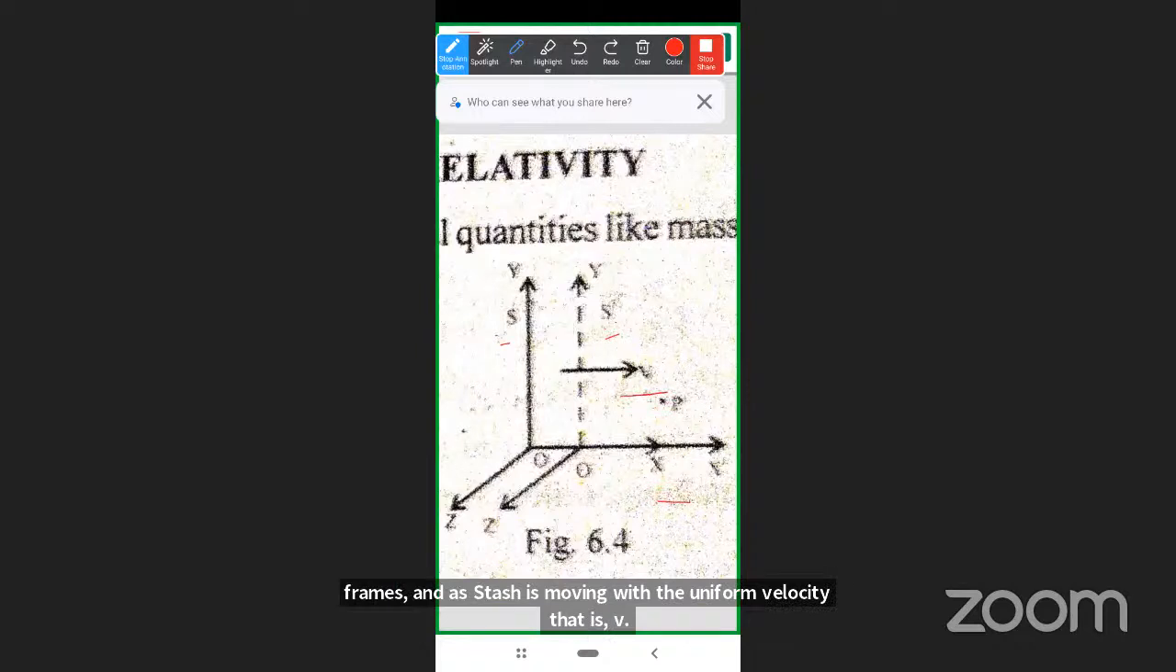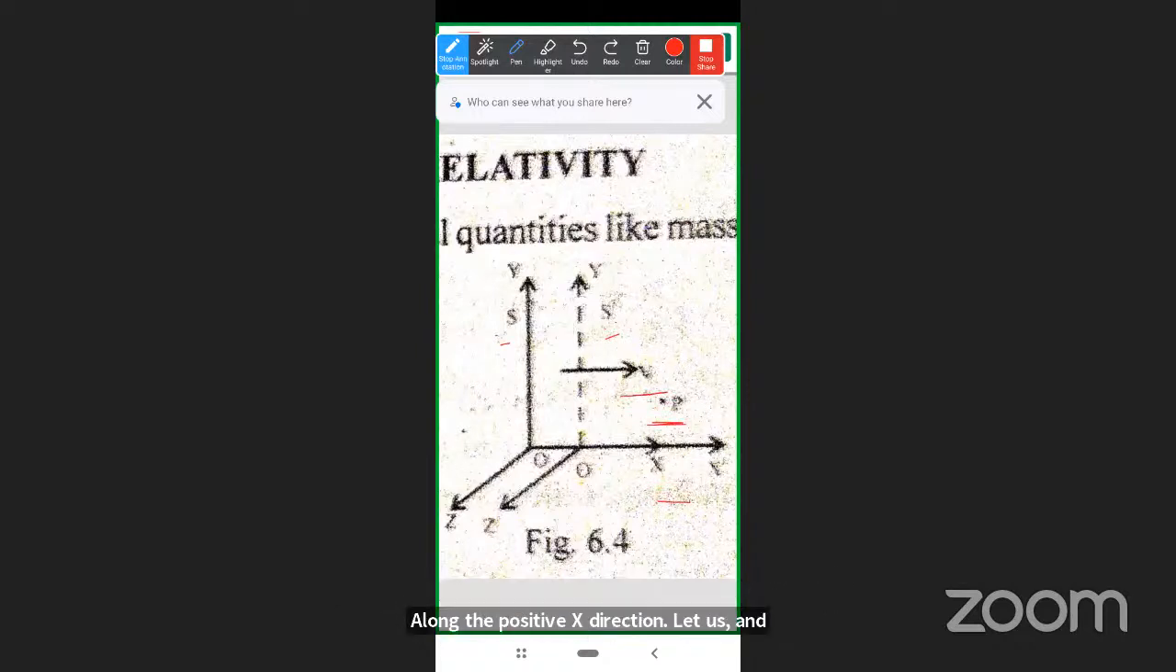Let an event at a point P in space be described by the observers in the S frame with reference to the origin O, and the coordinates of the S dash frame. So simply, there are two frames, S and S dash, and S dash is moving with velocity v with respect to the S frame, in the positive x direction. Let us consider one event.